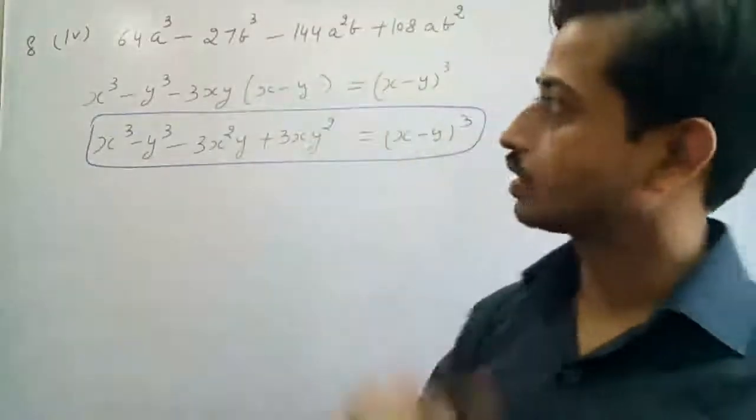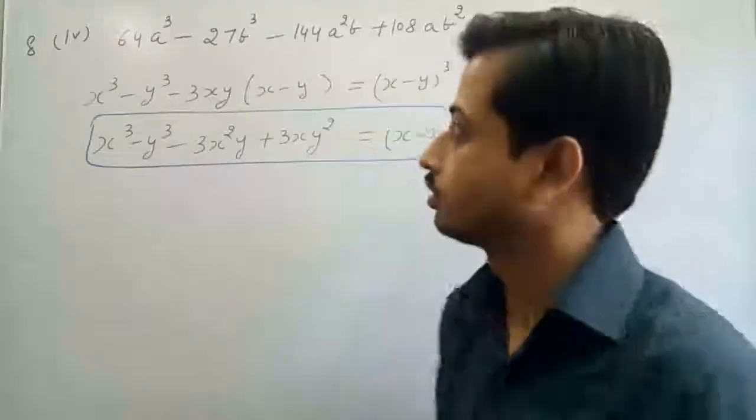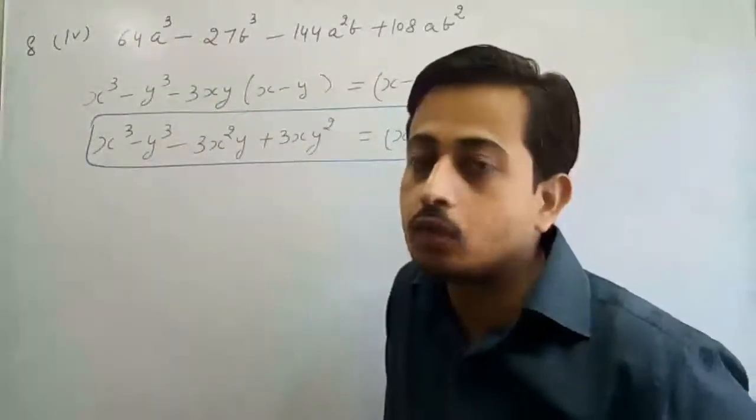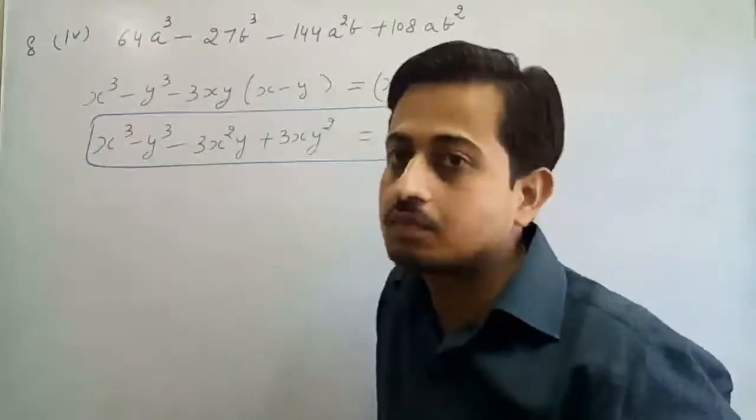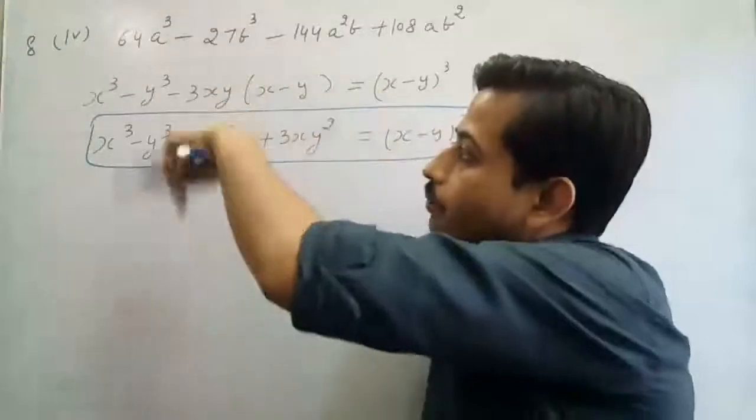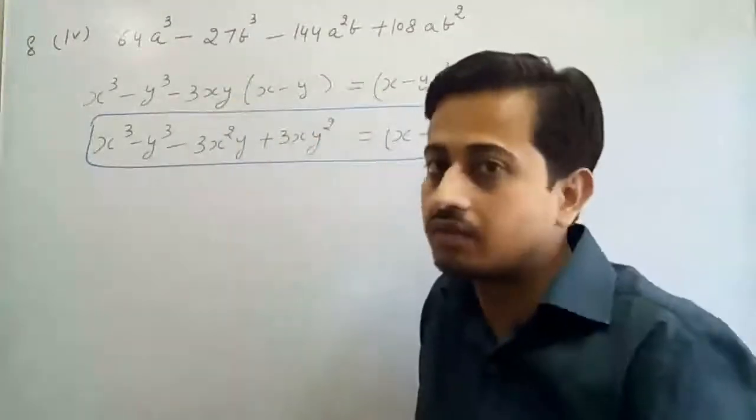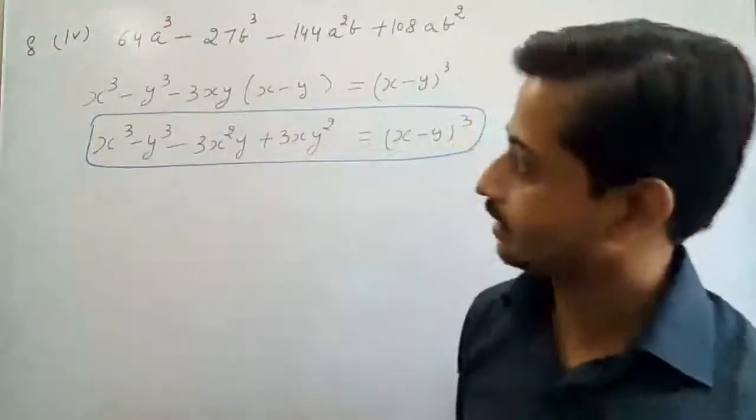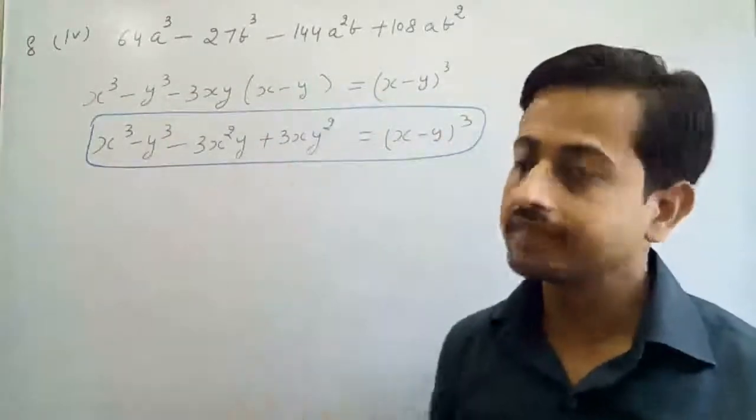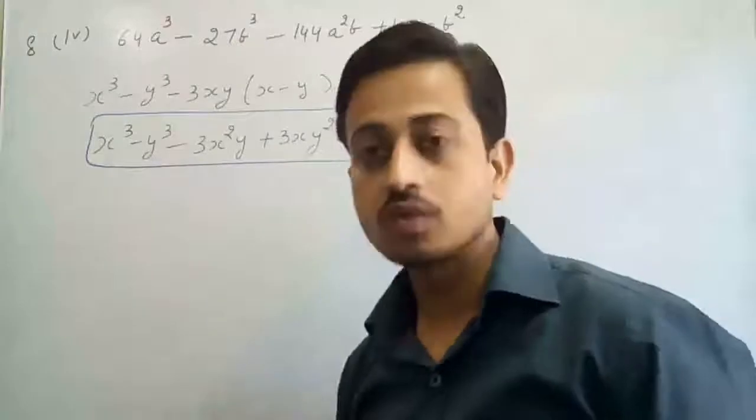Now look at question number 8 part 4. 64 a cube minus 27 b cube. A cube b cube means the identity is the same, x minus y whole cube, because the sign is negative. So I did not rub this part because we have to use the same identity. So I will use the same identity. Now to apply, the term is what?